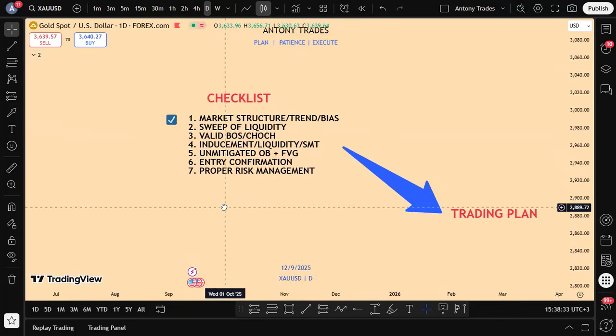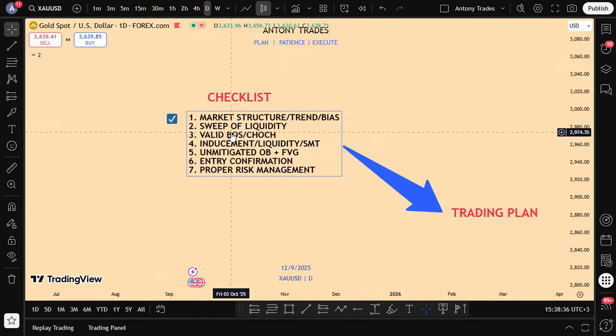Then the third one, it's a valid, and remember here I'm emphasizing the word valid, break of structure or change of character. If you don't know how to mark a valid break of structure and a change of character, don't worry, because I've already made a video on how to mark a valid break of structure and change of character. So somewhere in the description of this video, I will leave a link to that video, or you can find it in my channel. I have a video on how to mark a valid break of structure and change of character. So that video is very much important.